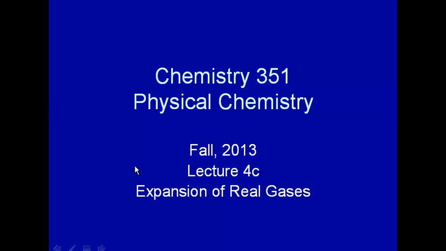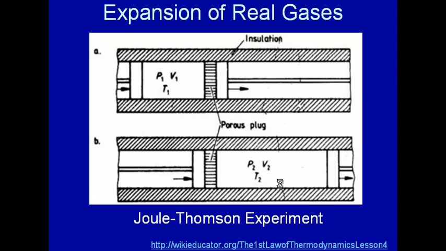So far in our consideration of thermodynamic properties of gases, we've constrained ourselves to talk about ideal gases. In this part of Lecture 4, we're going to talk about real gases. Let's start out with an experiment that was done by Joule-Thomson back in the late 1800s.